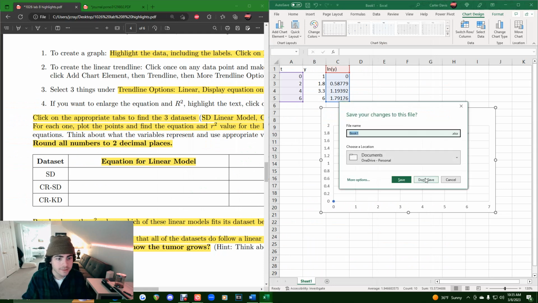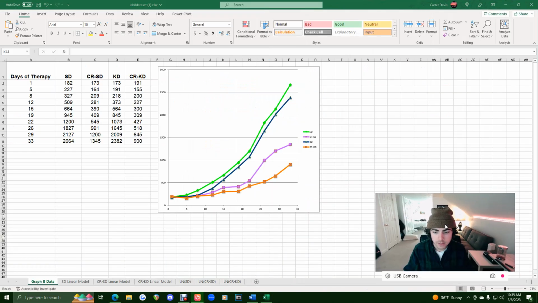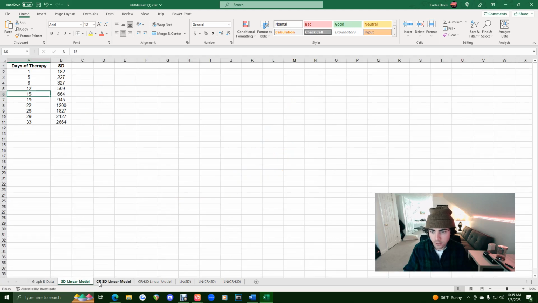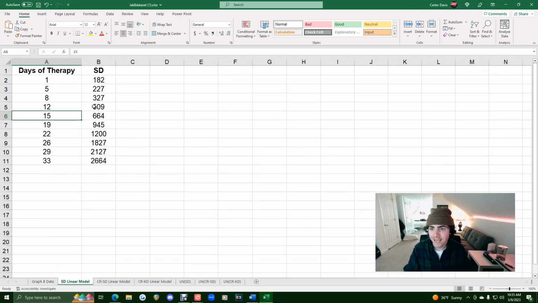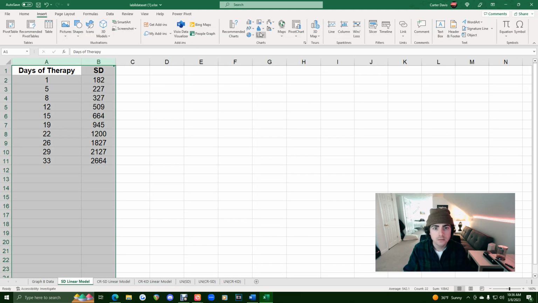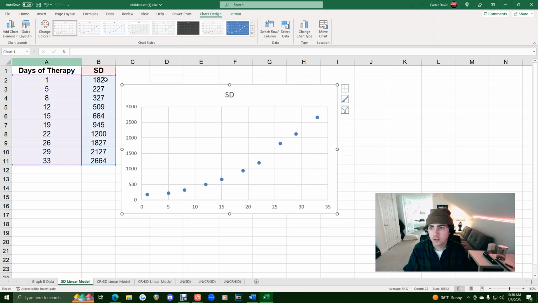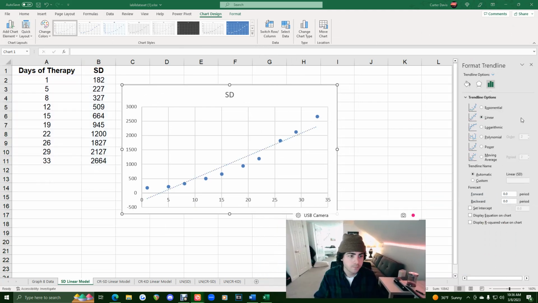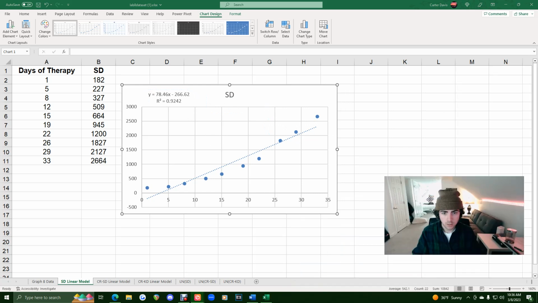So get rid of that Excel document, we don't need that. Opening this up, we're doing our 3 linear models. These 3 tabs down here, starting with SD. All we do is highlight A and B, insert, scatter plot, boom. Click on the open space on the graph, go to add chart element, trend line, more options. Linear should already be selected because we're just creating lines of best fit. We're going to display the equation and the r² value. We'll drag those over there, and we can exit out of that. I think that's all we need.